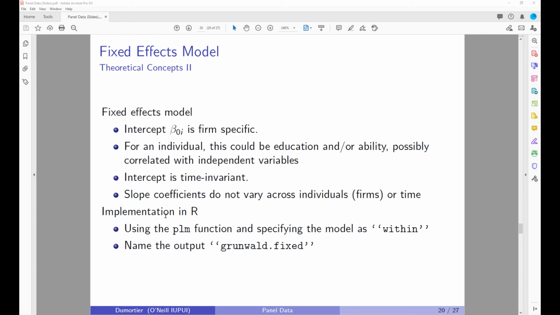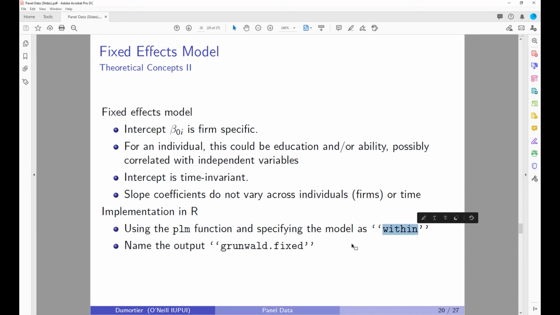Now, if you're thinking about this not in a firm context, but more of a people context, then think about that this specific intercept could be based on education or ability. Also note that the intercept is going to be time invariant, and that the slope coefficients do not vary across individual firms or time. Now, in order to implement this in R, again, you have to use the PLM function, and you have to actually specify the model as what is called within.